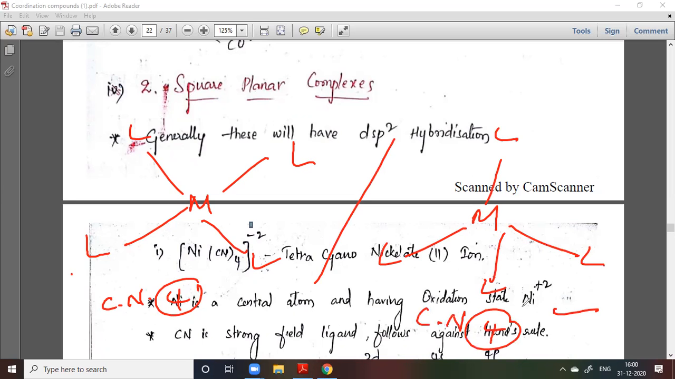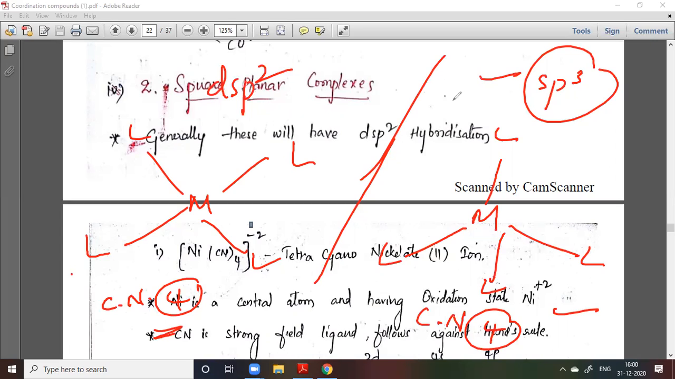Here also 4 ligands are there, and here also 4 ligands are there, but the geometry is different. Here the geometry is square planar, but here the geometry is tetrahedral. The hybridization here is sp3, but here it is dsp2. We already completed the sp3 hybridization. Now we will understand the dsp2 hybridization of these square planar complexes.